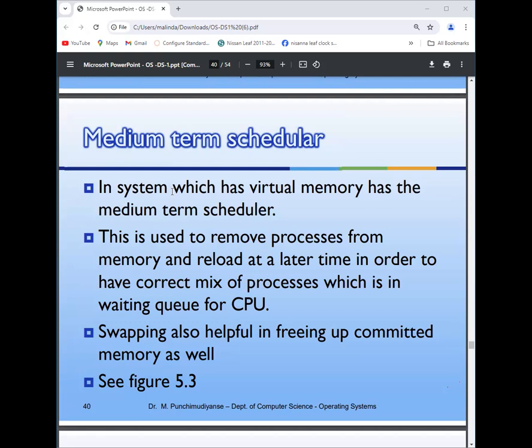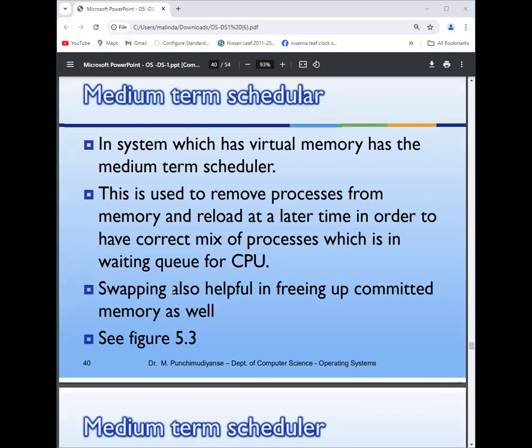So when we are moving the processes from the main memory, the RAM, to the virtual memory, which is part of the disk, we call it swapping. The swapping operation is handled by the medium term scheduler. So we will discuss these different schedulers when we actually do the algorithm.